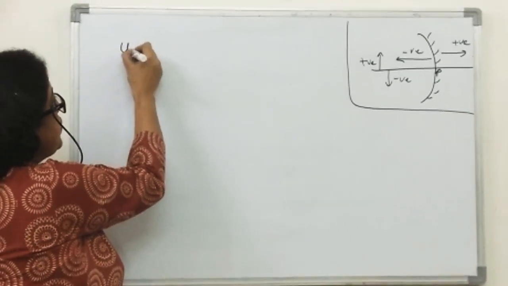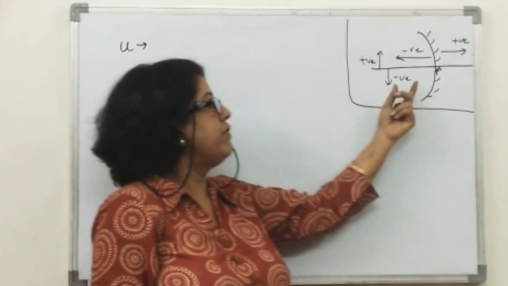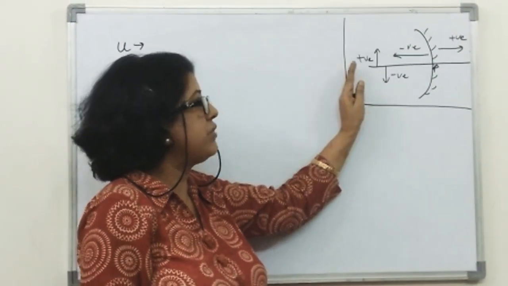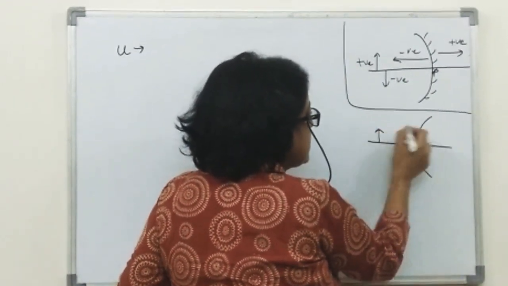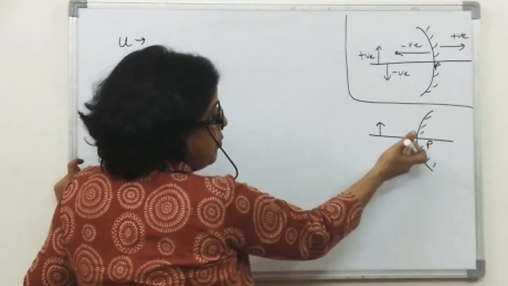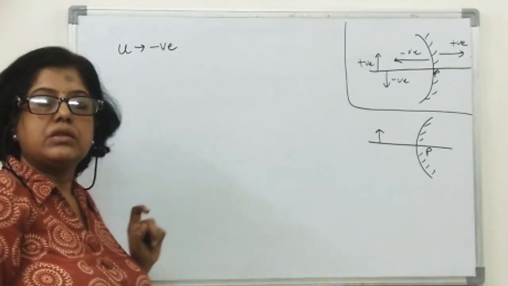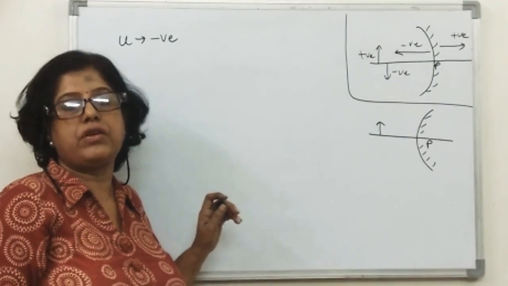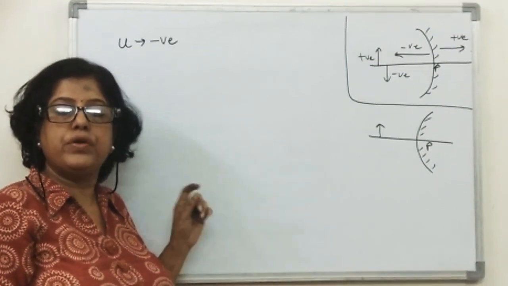Now let's talk about u, which is the object distance. Object is always placed to the left of the mirror. Whether it's a concave mirror or a convex mirror, the object is always placed in front of the mirror, to the left of the mirror. So object distance should be measured from P, the pole, right to left. So object distance will always be negative. That means if you are given in the question that the object is placed at a distance of 10 centimeter from a concave mirror or a convex mirror, then you will take u is equal to minus 10 centimeter. u will always be negative.